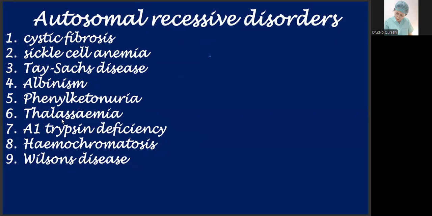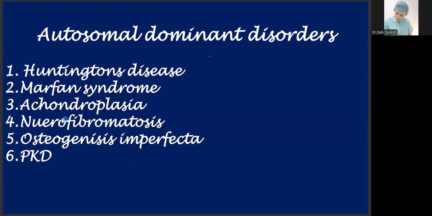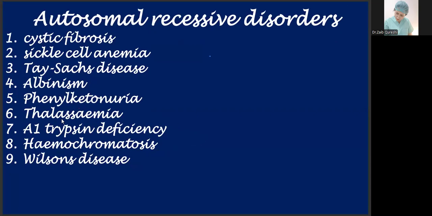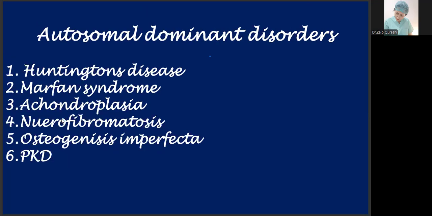We have autosomal recessive as well: cystic fibrosis, sickle cell anemia, Tay-Sachs, albinism, phenylketonuria, thalassemia, alpha-1 antitrypsin deficiency, hemochromatosis, and Wilson's disease. I have written the names of these on these slides. You can take a screenshot, or these things are discussed in the questions as well. They can give you a question like sickle cell anemia is showing what kind of inheritance pattern. So you can say autosomal recessive, or else they can ask Marfan syndrome is having what kind of inheritance pattern.